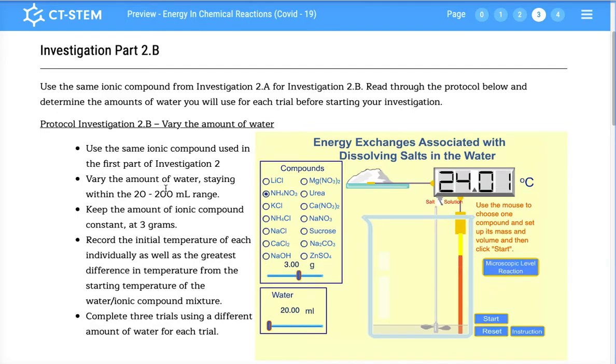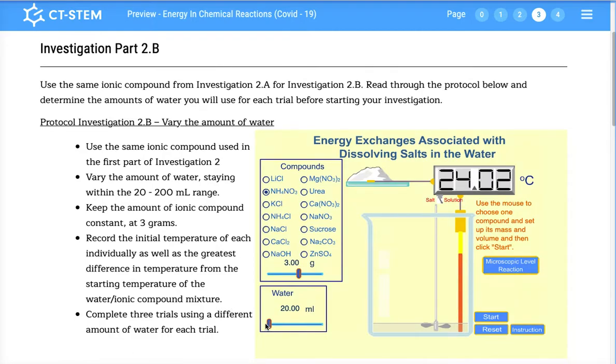And I'm going to go ahead and pick out my different amounts of water while this is going. I'm going to start with 30 just to do something a little different. And my initial temperature is still 24. Okay. So I'm going to go ahead and click start and then scroll down and start filling out this.